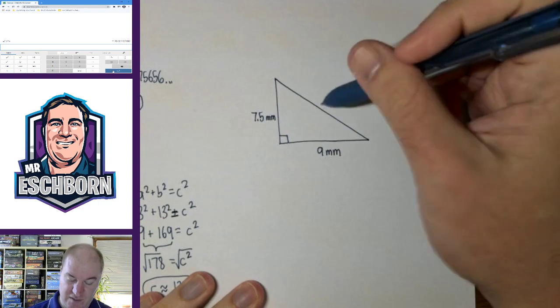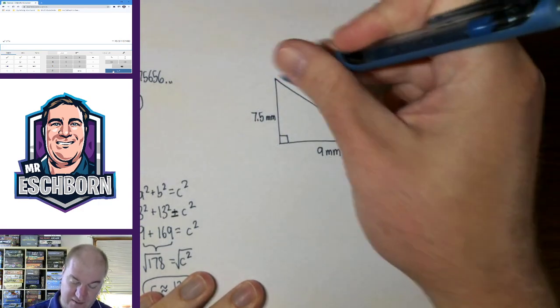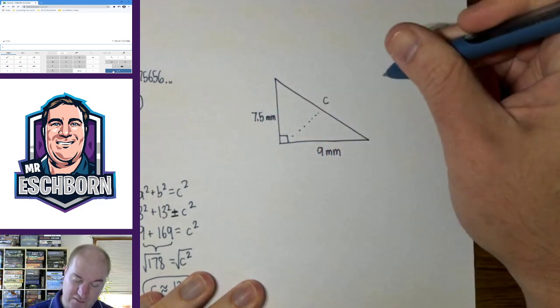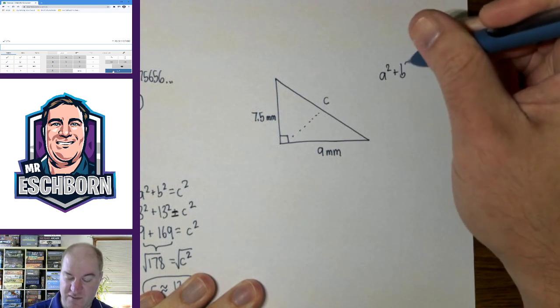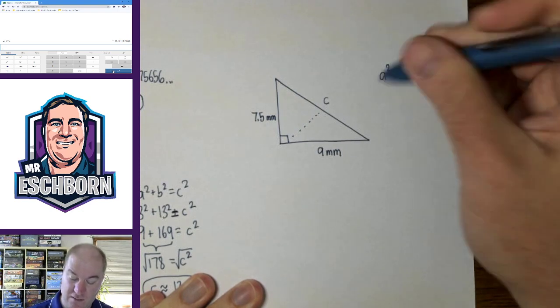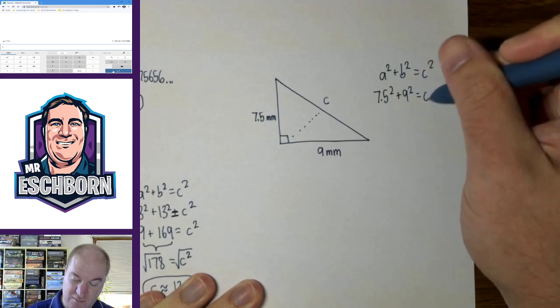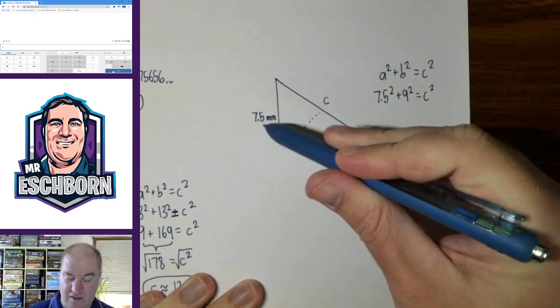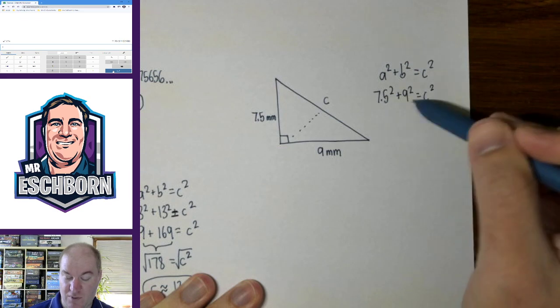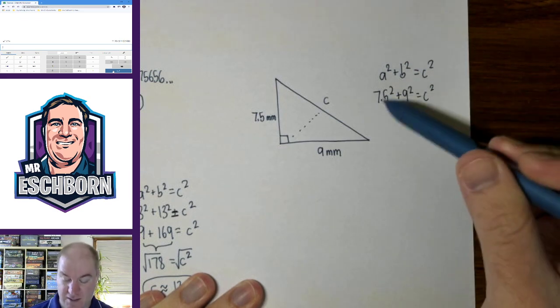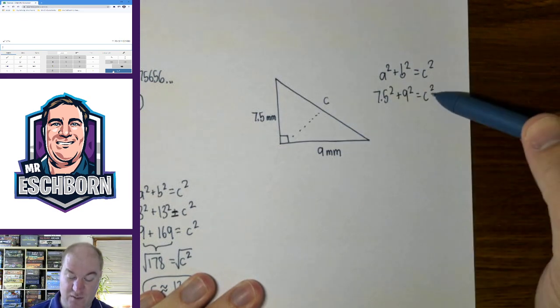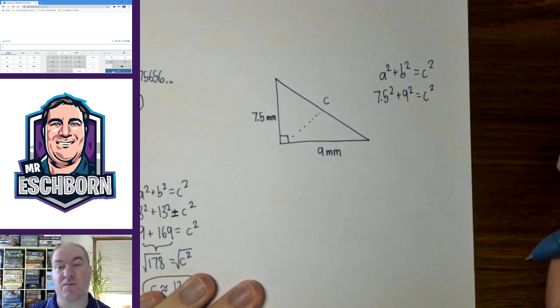All right, and this one is also missing C, right? Because C is the longest side across from the right angle. So A squared plus B squared is equal to C squared. 7.5 squared plus 9 squared equals C squared. 7.5 is A and 9 is B. Remember, you can switch those if you'd like. Just make sure C is the one that we're missing because C is the one across from the right angle.